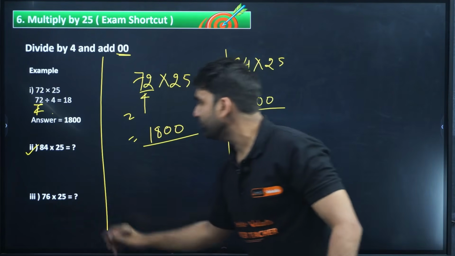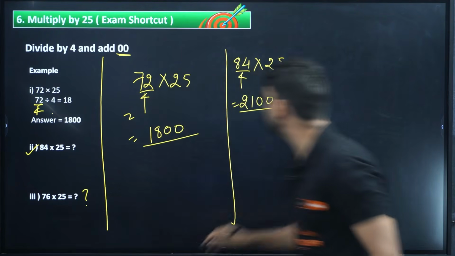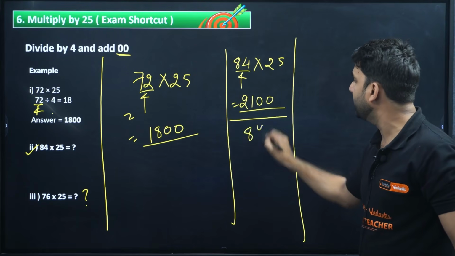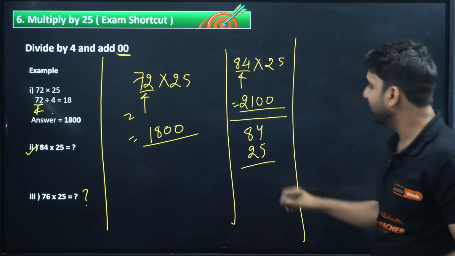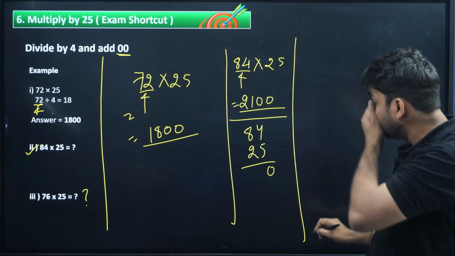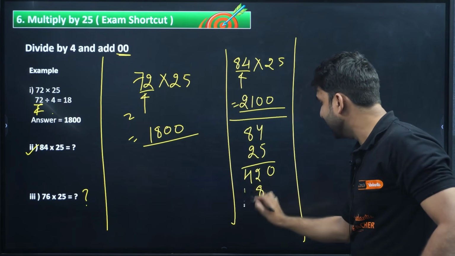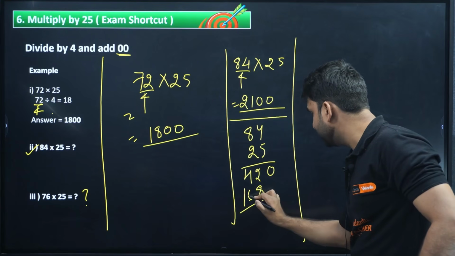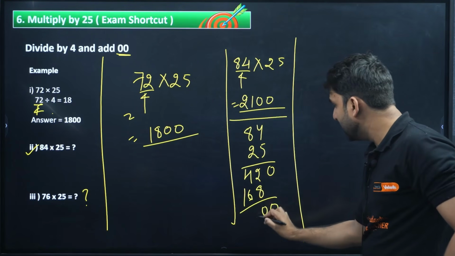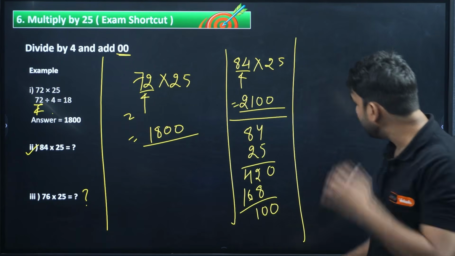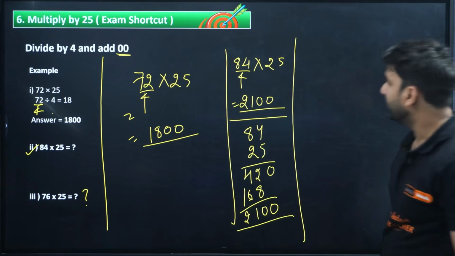Now 76 into 25. What is the answer of this question? Just let me know. We can verify this with 84 into 25. Please verify. 4 fives are 20, 4 twos are 8, and 8 twos are 16. Now add. So 0, then 8 plus 2 is 10, and this is 2100.